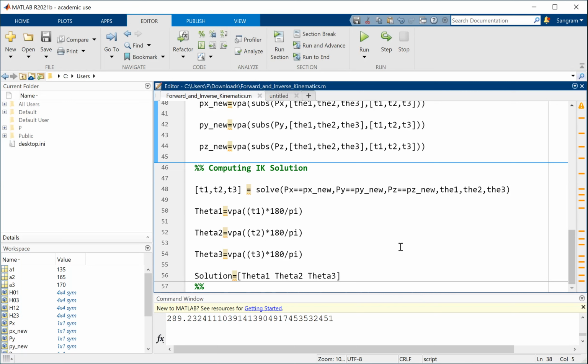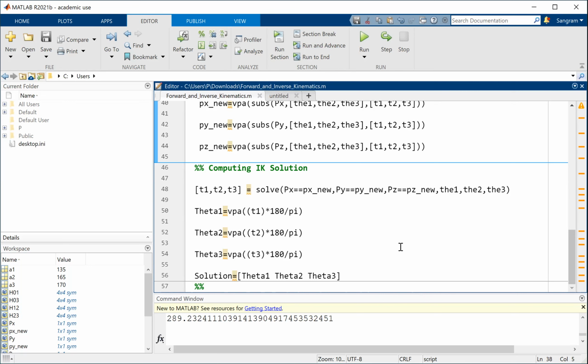For that, I need to make the substitution. On the left-hand side, I have the symbolic expression, which is Px. On the right-hand side, Px_new is a numerical value. Py is a symbolic expression. On the right-hand side, I have a numeric value. Pz is a symbolic expression. On the right-hand side, I have a numeric value. Are you with me so far?